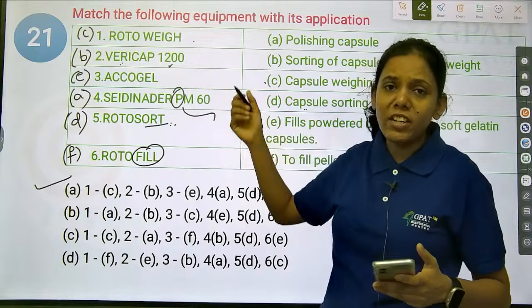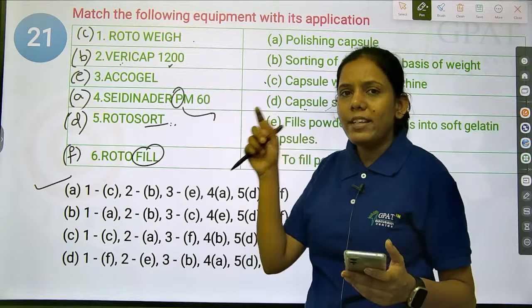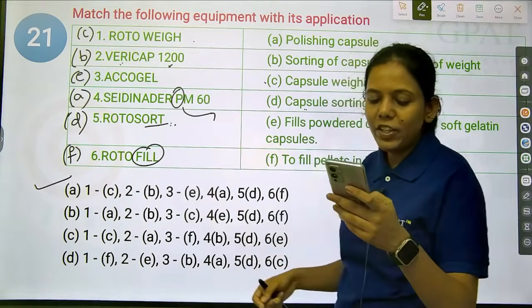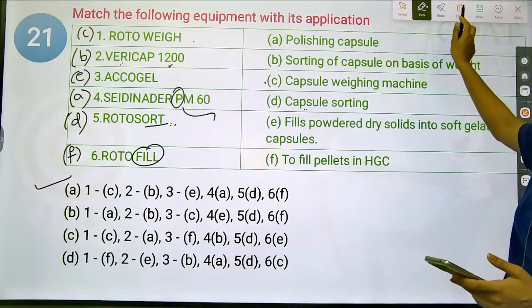Next is weighing machine. We have already seen what weighing means. It is a weighing machine, right? In the industry, you will not weigh each and every capsule, right? Chalo.